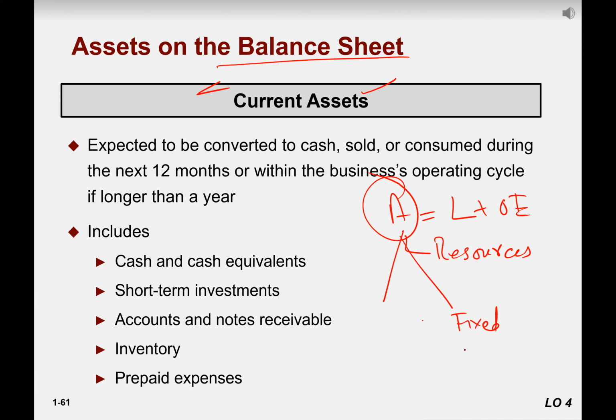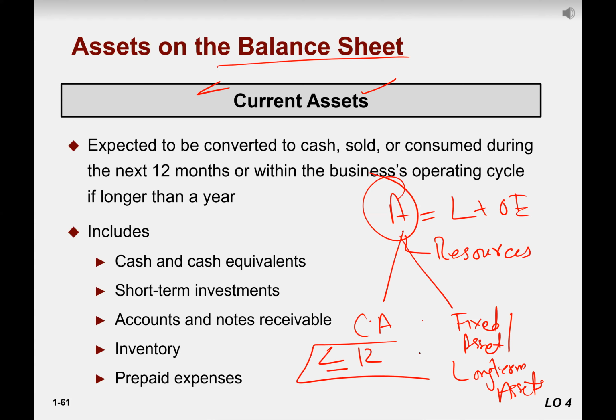In some books, you find fixed assets. Another name is long-term assets. And the current assets, right? The definition of current assets is those whose life is less than or equal to 12 months, or less than or equal to 1 year, right? The exact definition is that current assets are expected to be converted to cash, sold, or consumed during the next 12 months or within the business operating cycle if longer than 1 year.